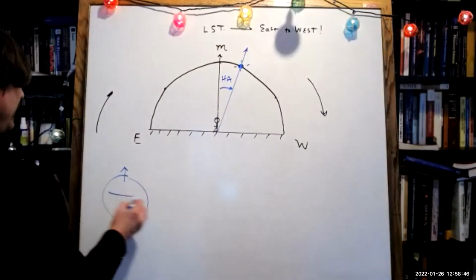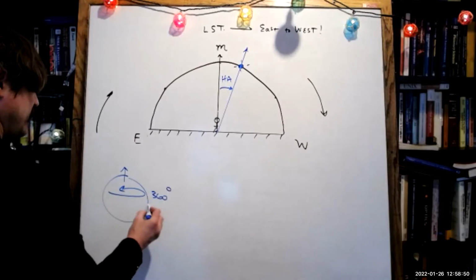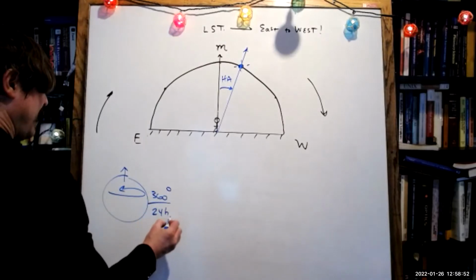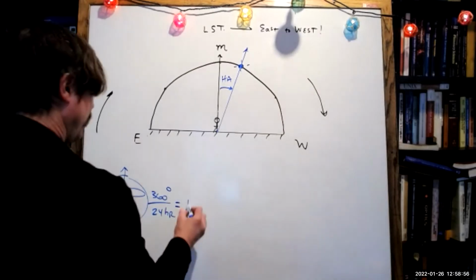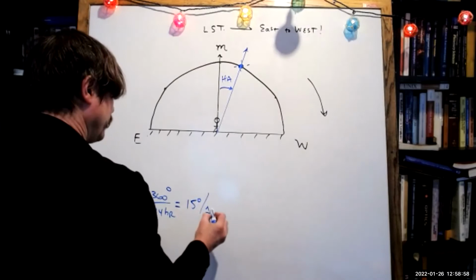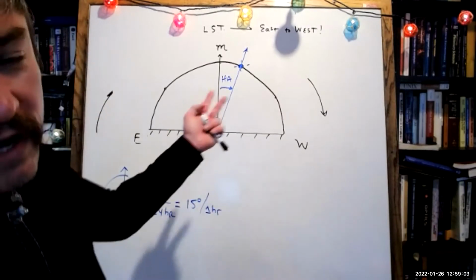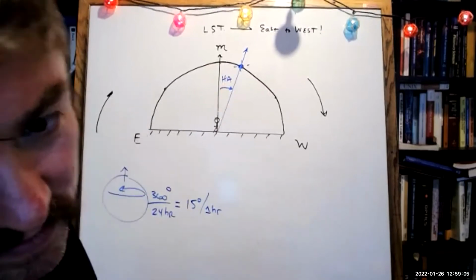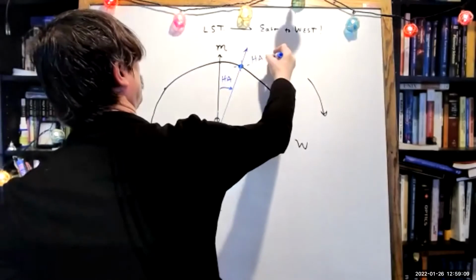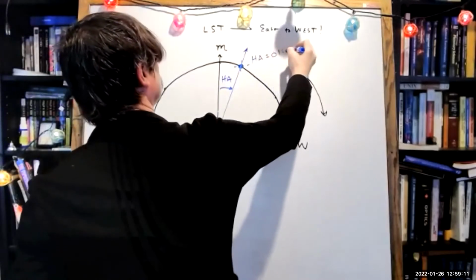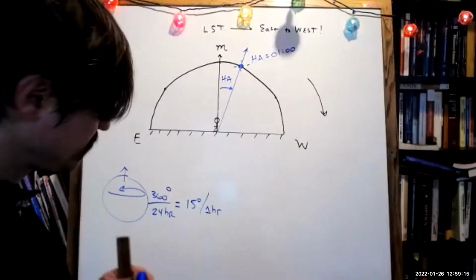If you spin around the globe, you spin 360 degrees in 24 hours. So if you spin 360 degrees in 24 hours, it's 15 degrees per 1 hour, right? So we're trying to think of this in terms of hours, not in terms of degrees. So the hour angle of this star here would be like 1 hour, right? It's an hour since the meridian.